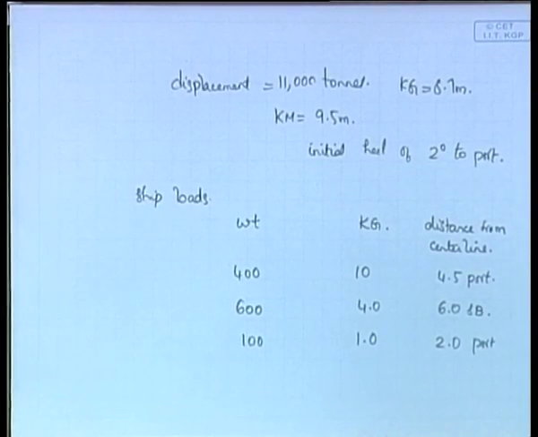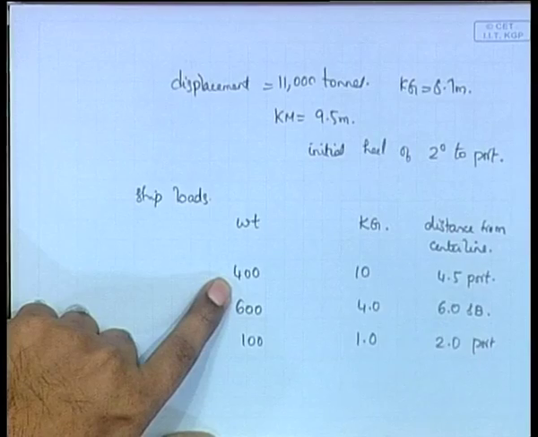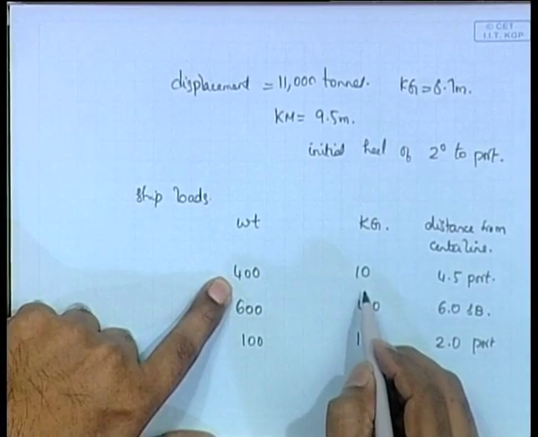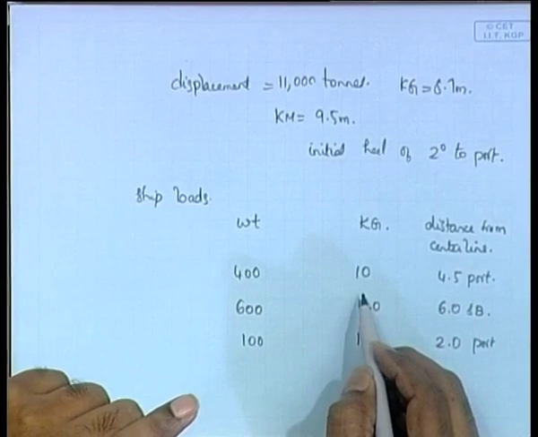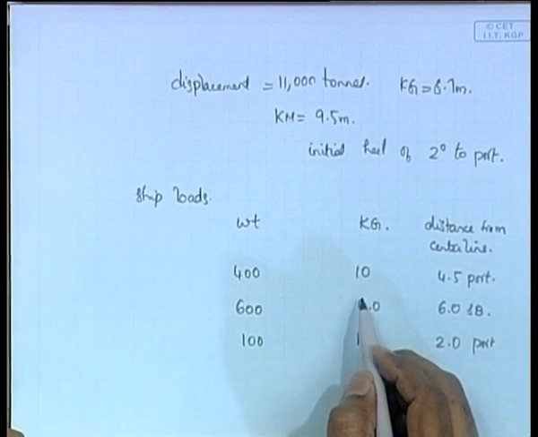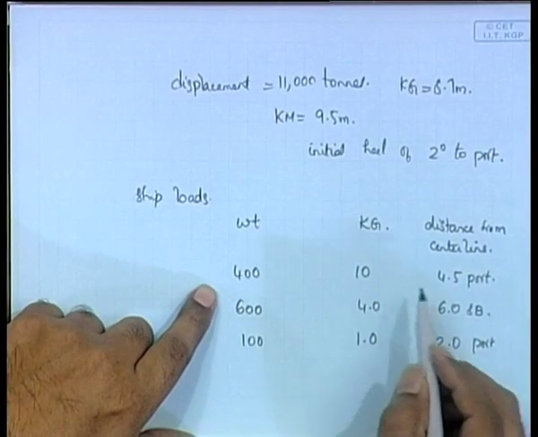Okay. Now, you are given a couple of details. What does each of these mean? First of all, you are told that the ship is loading the first 400 tons, and it is loaded at a KG of 10, that means the KG of that load is given to be 10 meters.